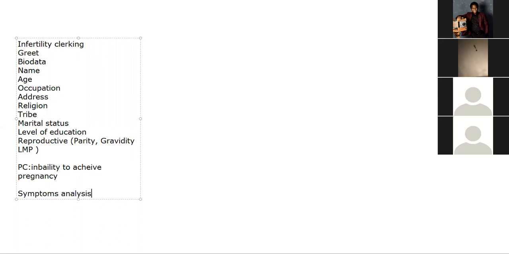So doctor, first there are some basic questions you want to ask this patient who has been trying to achieve pregnancy. So what are the basic questions you need to ask? First is the onset and the duration. You want to know how long have you been trying to conceive? It's very important. That should be your number 1 question.